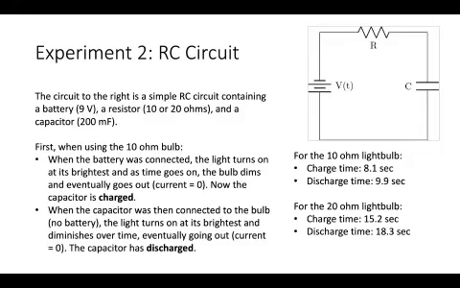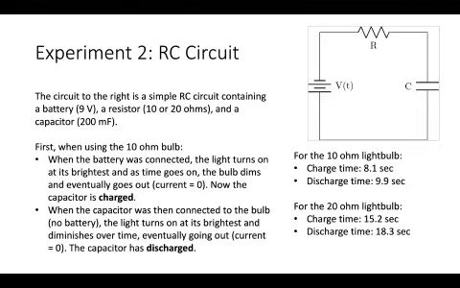For experiment 2, we looked at a simple RC circuit shown on the right. It contained a battery, a resistor, and a capacitor of the values listed there. First, when using the 10 ohm bulb, when the battery was connected, the light turns on at its brightest, and as time goes on, the bulb dims and eventually goes out. At this point, the current in the wire is 0. Now the capacitor is charged.